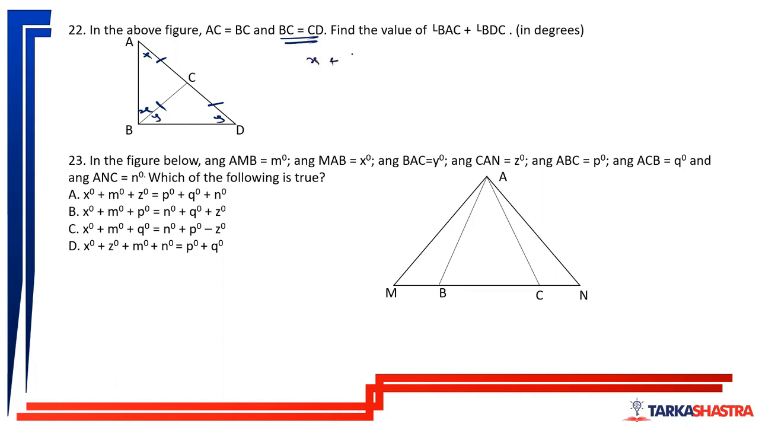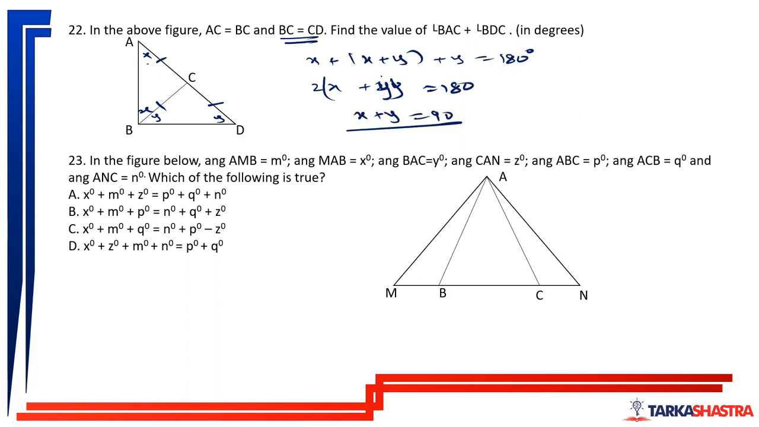Now I know that x plus this x plus y plus this y should be equal to 180 degrees. So we have 2x plus 2y equal to 180 degrees, which gives me x plus y is equal to 90 degrees. What are they asking me to find out? Angle BAC, which is x, and angle BDC, which is y. So x plus y is what they are asking us to find, which is 90 degrees. Okay, the answer is 90 degrees.